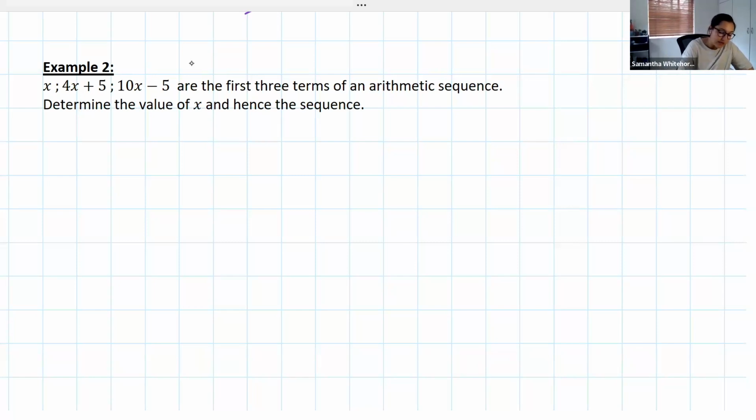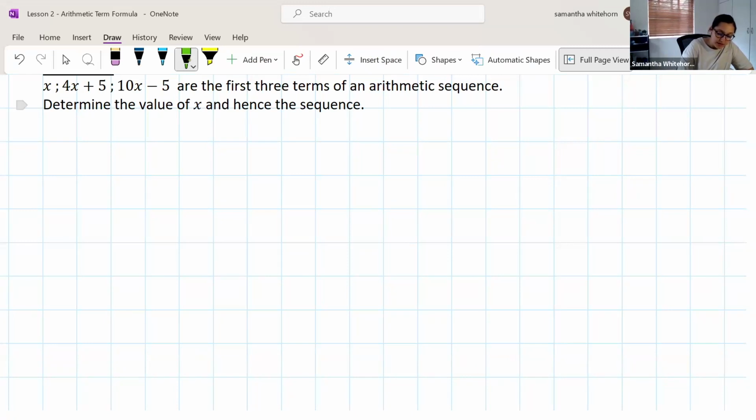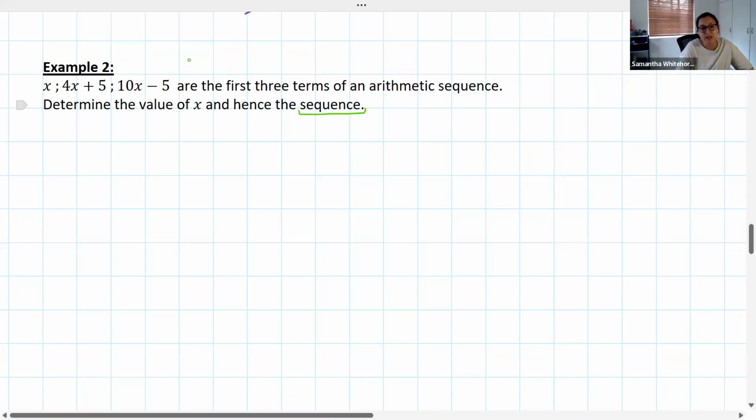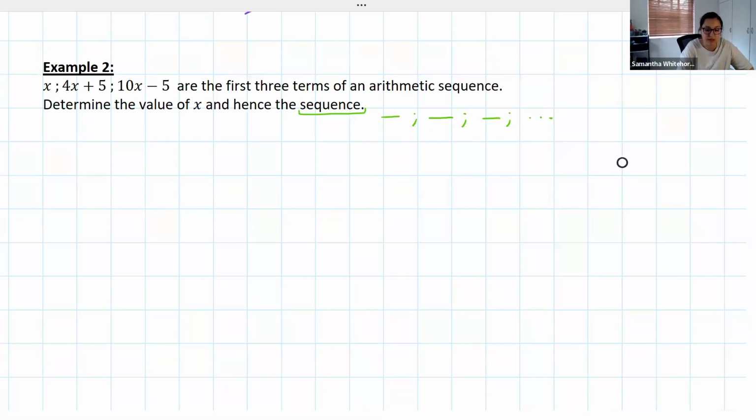Before we get stuck into it, I just want to highlight something here. When we say and hence the sequence, or determine the sequence, I'm not asking for a general term. I'm quite literally asking you to just give me the terms in your sequence. If I want the general term, I'll ask it as determine the general term, the nth term, the formula, something like that. But if I say find the sequence, I just want the list of numbers.